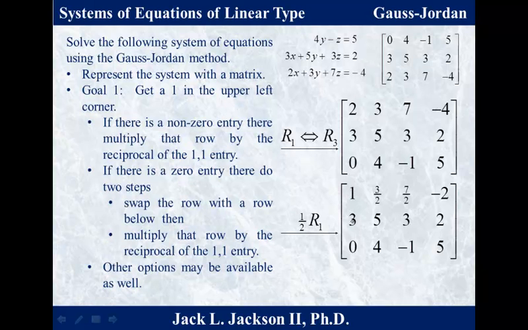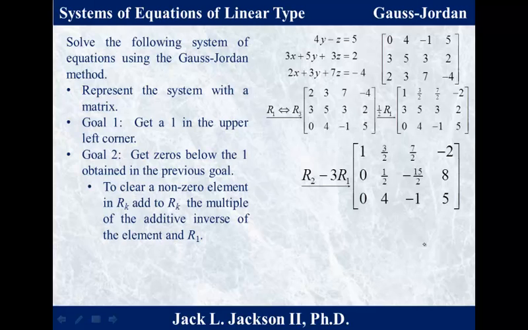Next mission, get zeros below it. Here we have a bonus because one of these is already zeroed out. We need to zero out this one. To zero out something, we have to use our elimination step. Since we worked hard to get this to be a 1, it's pretty easy to see what to do, I think. What is it? Well, we're going to multiply row 1 by -3 and add to row 2, and that's going to eliminate this. So row 2 minus 3 times row 1.